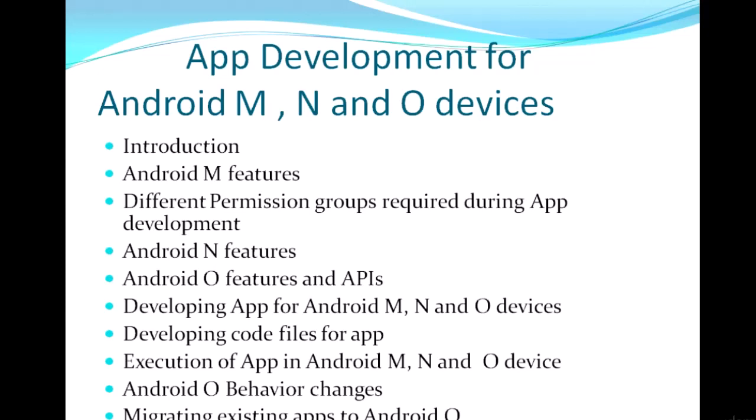Then we will be migrating existing apps to Android O. As I told you earlier, if you have already developed some apps in lower versions, like Android Lollipop or lower, how you can move those apps to Android O, or if you have already developed an app in the Android M version, Marshmallow, how you can migrate those existing apps to Android O. I'll be discussing all this in our coming sections of videos, and we'll see how the app development is done. So thank you, and let's see you in the next section.